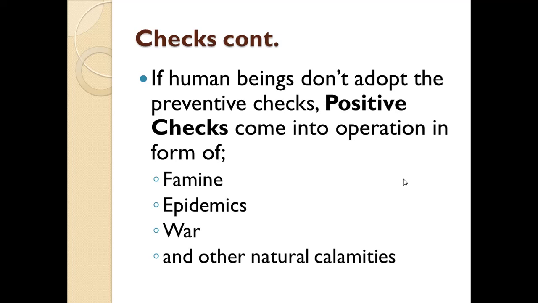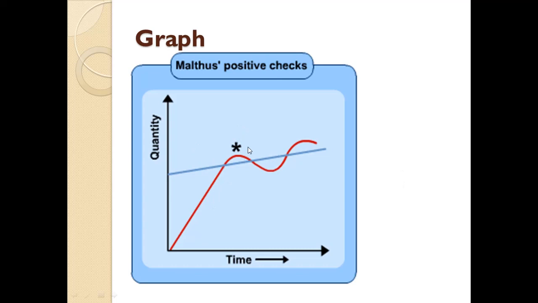Then he said that if human beings do not adopt the preventive checks, then positive checks come into operation in the form of famine, epidemic, war, and other natural calamities that would then wipe out or help in controlling population in a natural manner. Population grows beyond the food production, and because they have less food to cater for their survival, then people die, calamities, competition for resources and food, and then people start fighting, and then you have hunger and famine, and people die, and then the population goes down again, and then it grows again because of other factors, and therefore it continues like that.